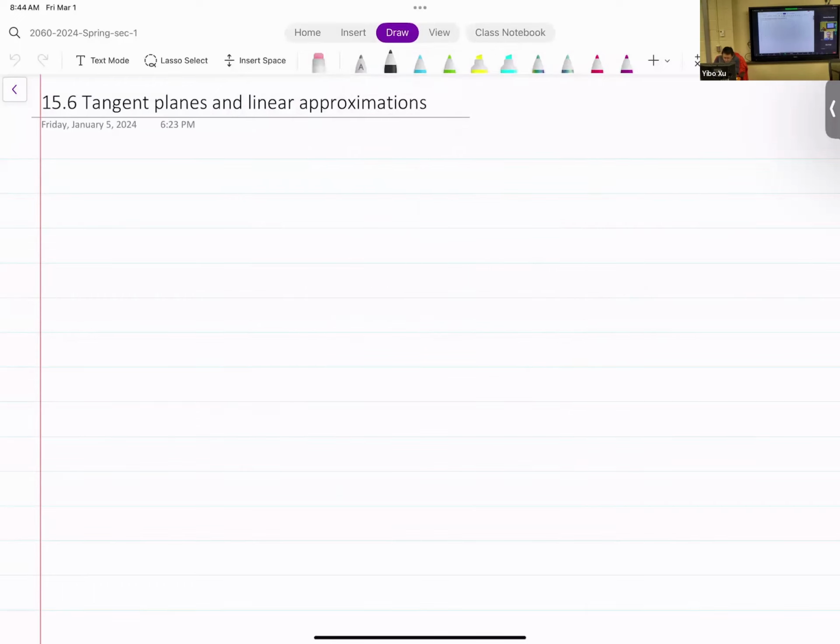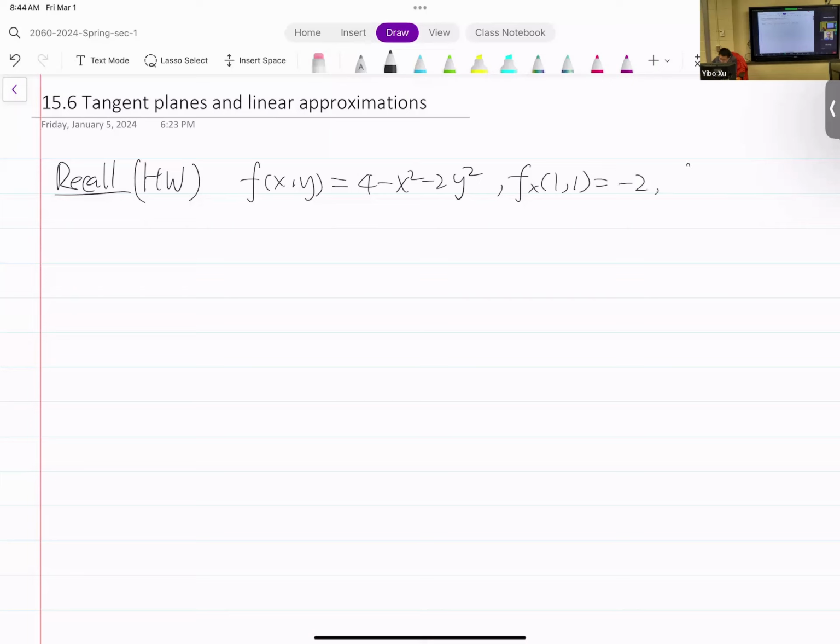Right, so recall. In homework 6, we were given the function f(x,y), which is defined as 4 minus x squared minus 2y squared. We computed that f_x at (1,1) is -2, and f_y, the partial with respect to y at (1,1), is -4. And yeah, let's get that picture.